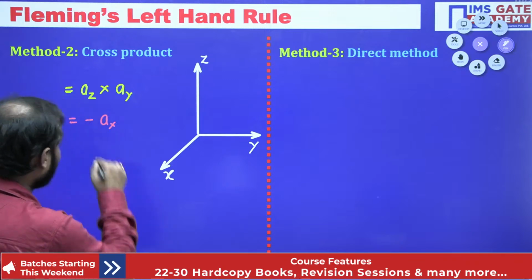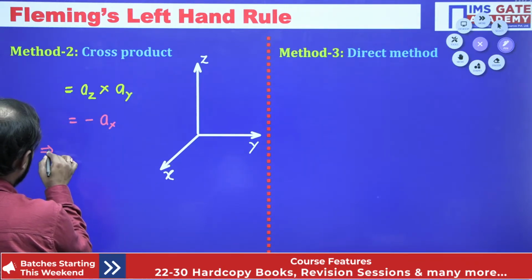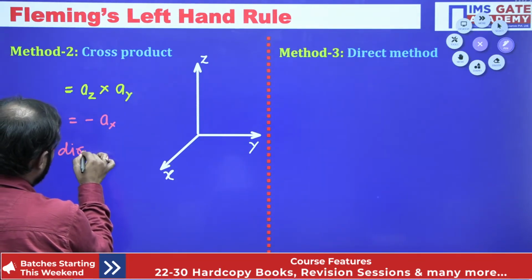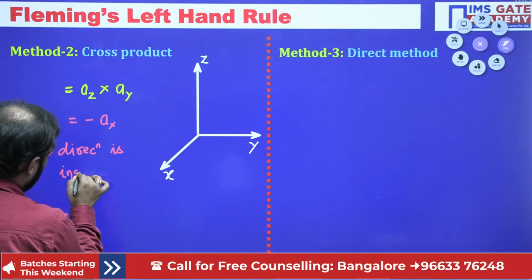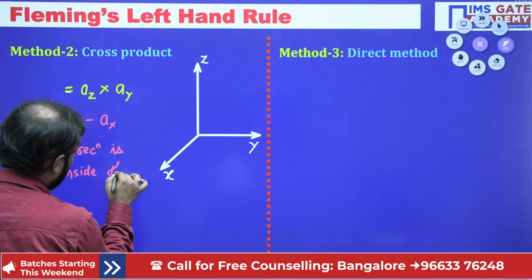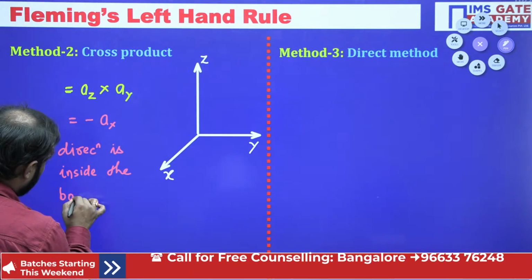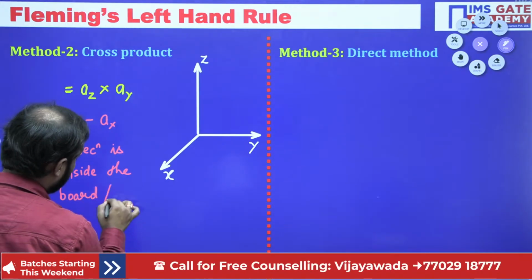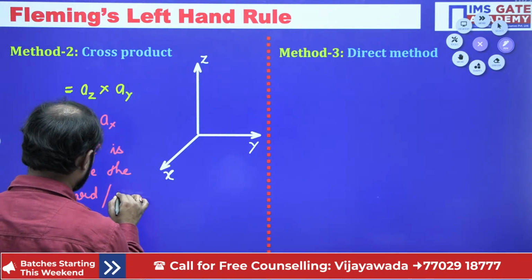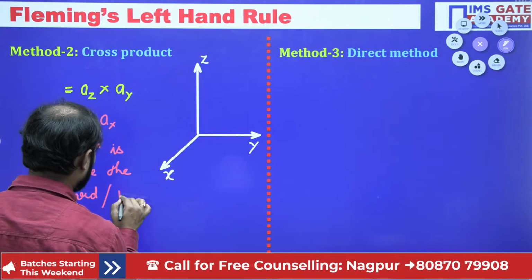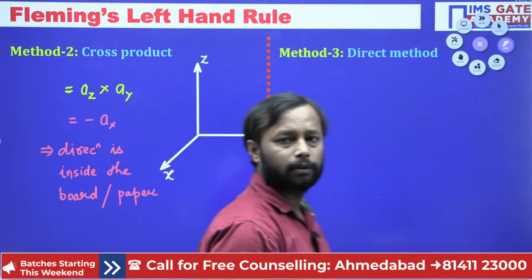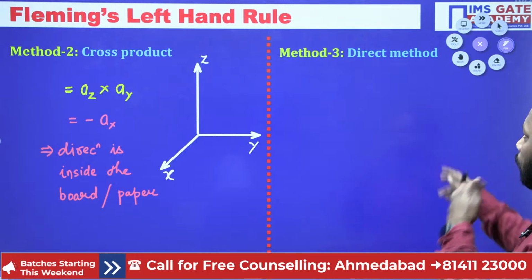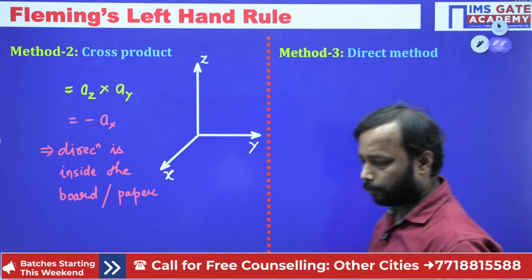So, minus AX implies the direction is inside the board for me, and for you, inside the paper. Done. And what about the direct method?